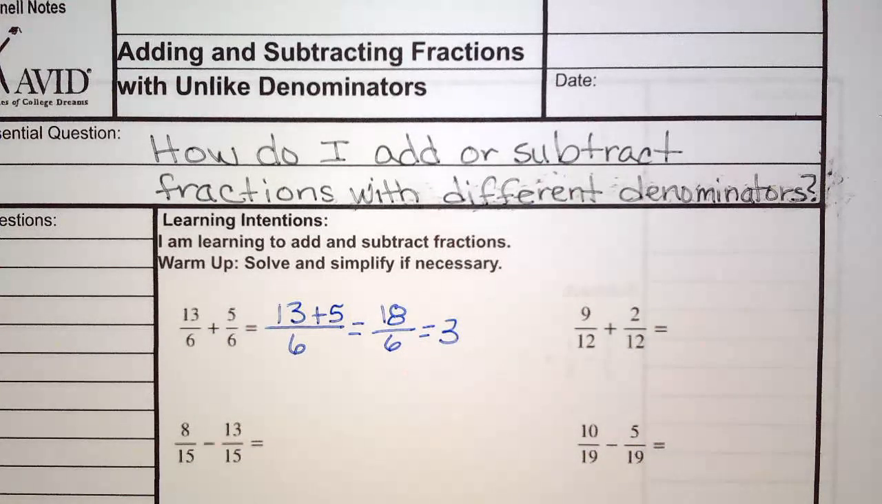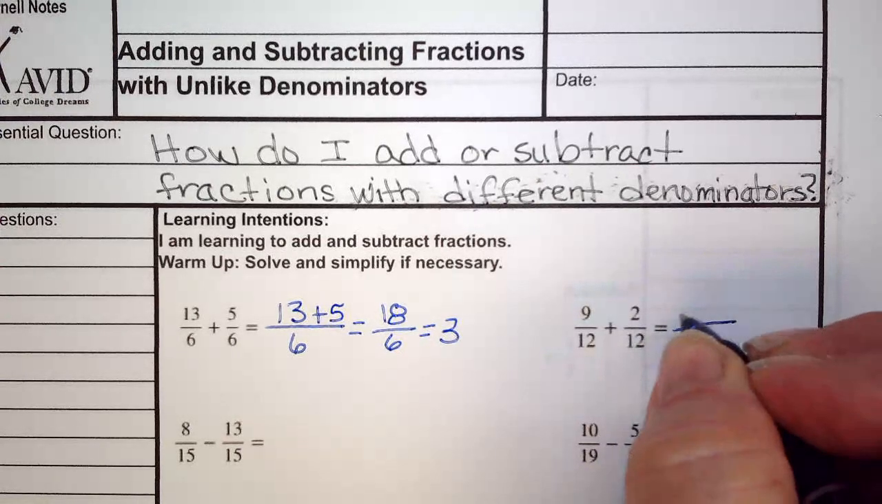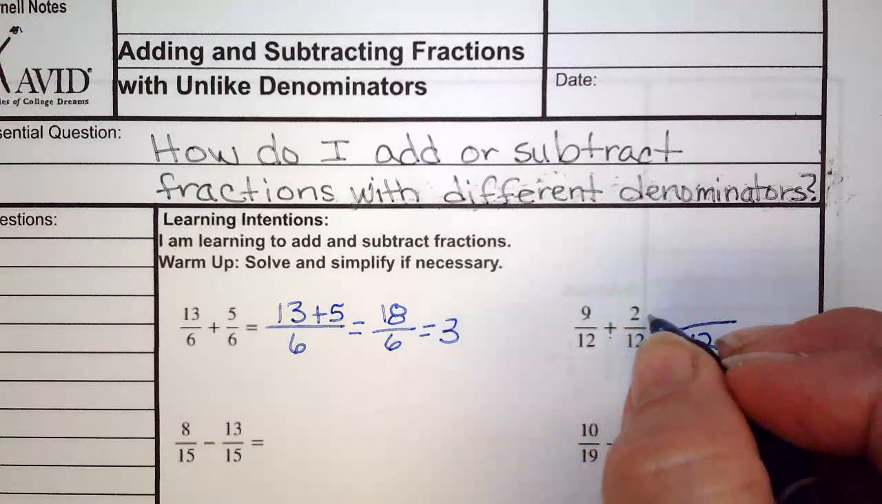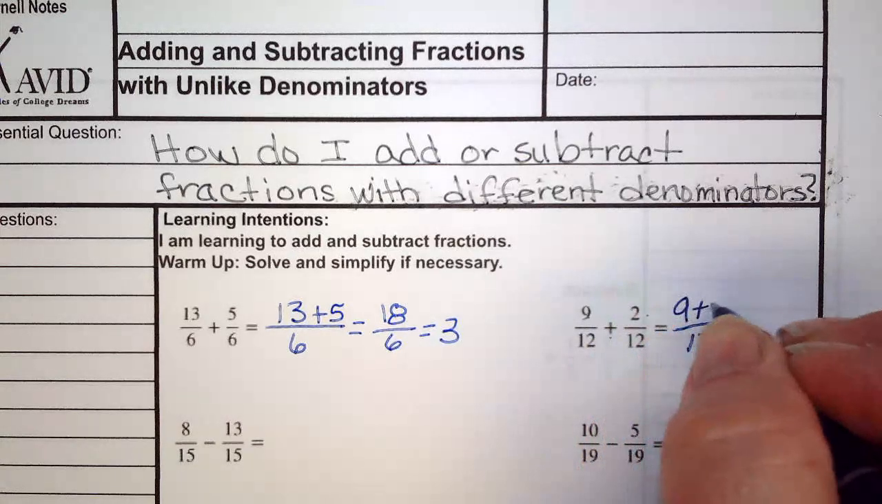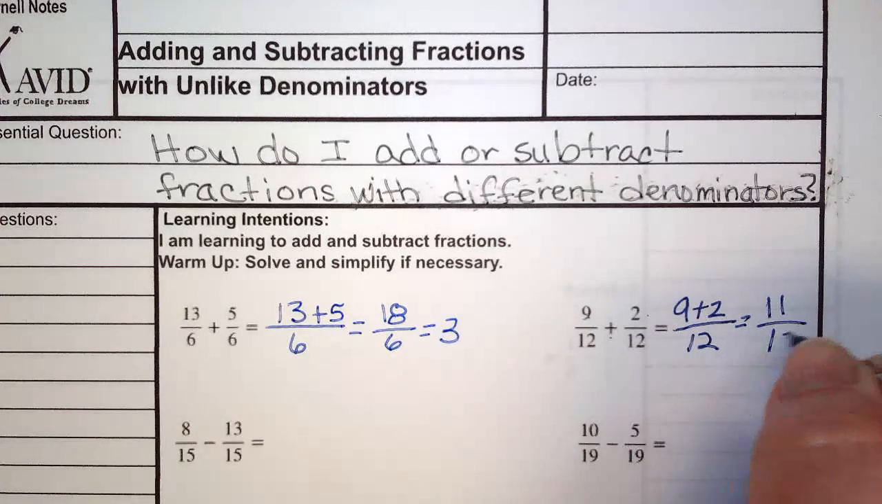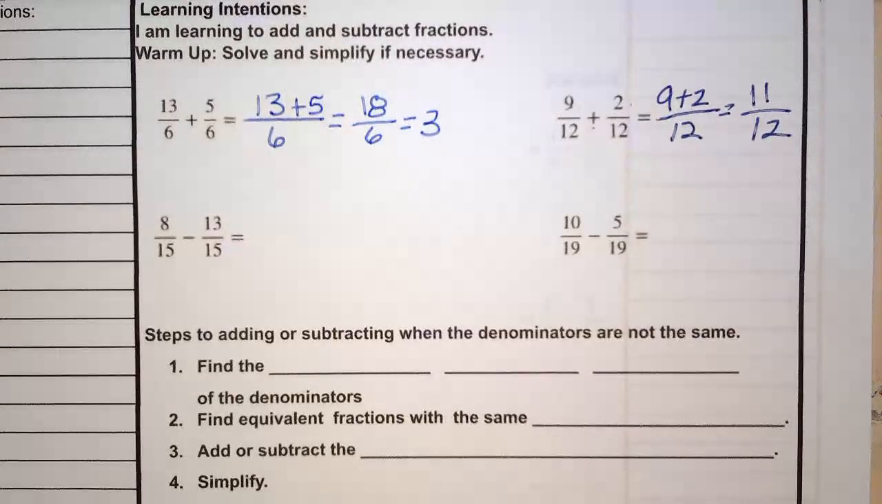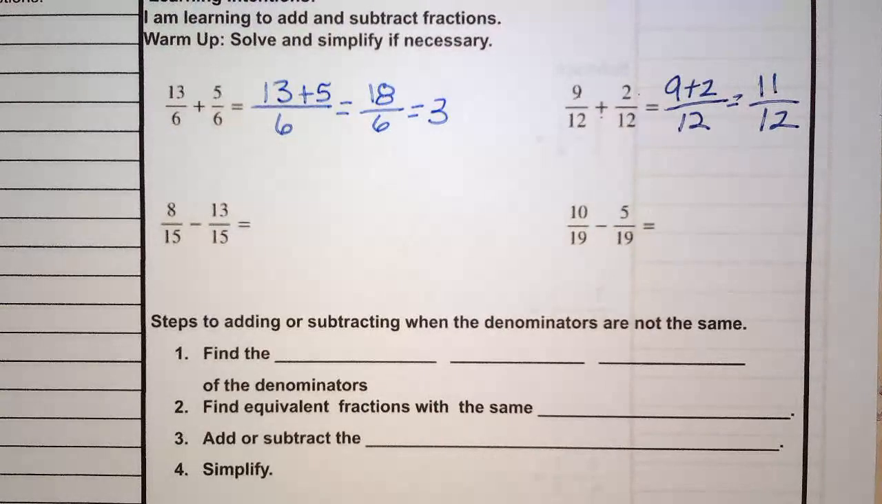For the next one, your numerator, your top number, is 9 plus 2. 9 plus 2 is 11. 11 over 12 cannot be simplified. So those were the two that we added. Now let's look at subtraction. It is exactly the same.